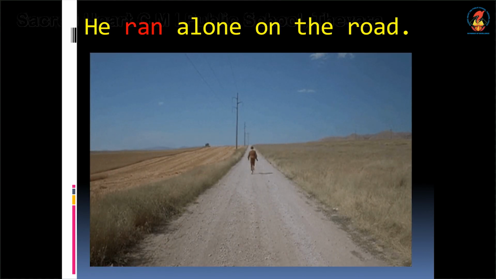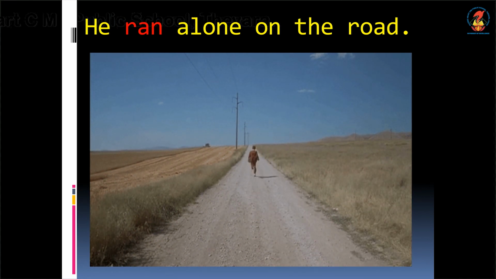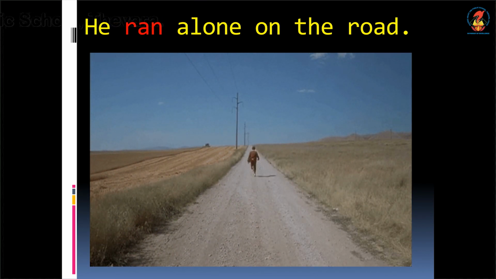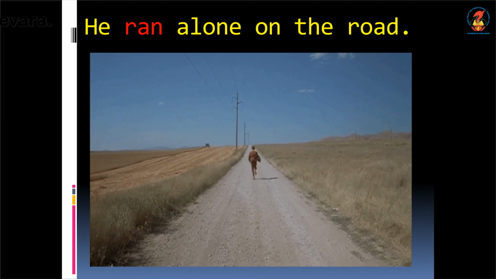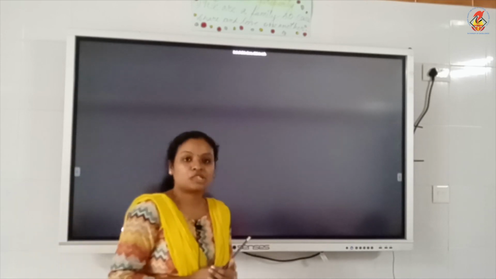He ran alone on the road. Look what the man is doing. He ran alone on the road. R-A-N, ran.